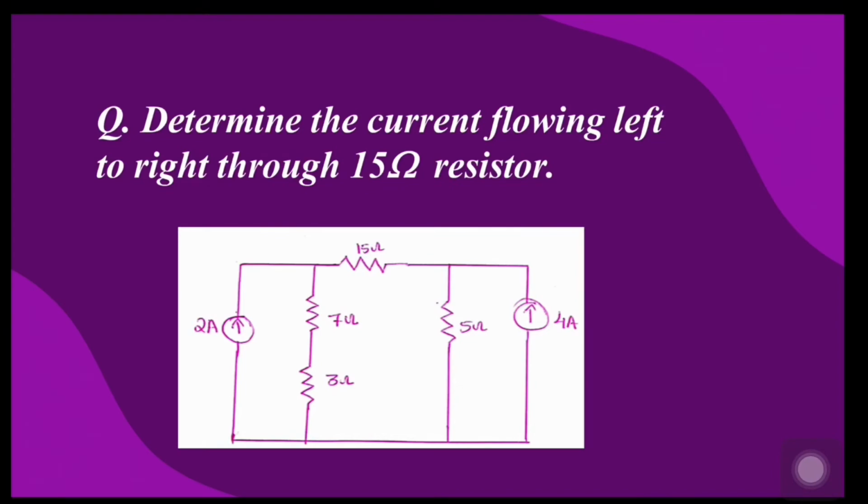Can anybody tell me how many nodes are present in this network? Just analyze this network and tell me. Here we have 3 nodes. This is our first node, second node, and third node. This third node is selected as the reference node since it has the maximum number of connections. Let us label this as node V1, this as node V2 and this is our reference node. I is marked as the current from node V1 to V2, which is the quantity to be calculated.